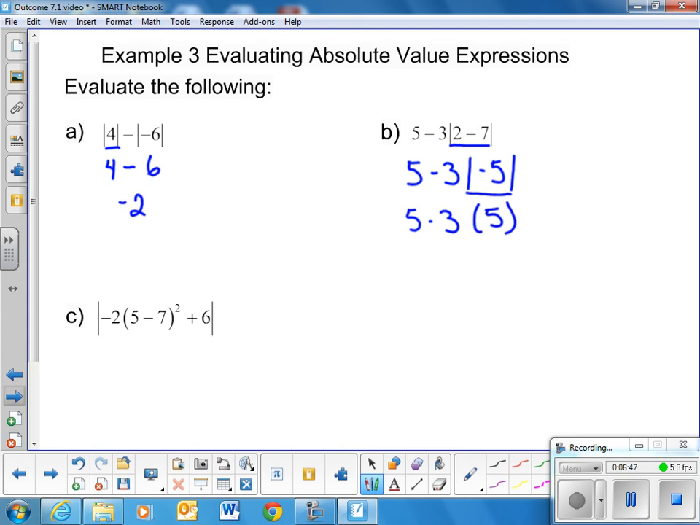Following the order of operations, we need to multiply before we subtract. So it's 5 take away 3 times 5 is 15. 5 take away 15 is negative 10.